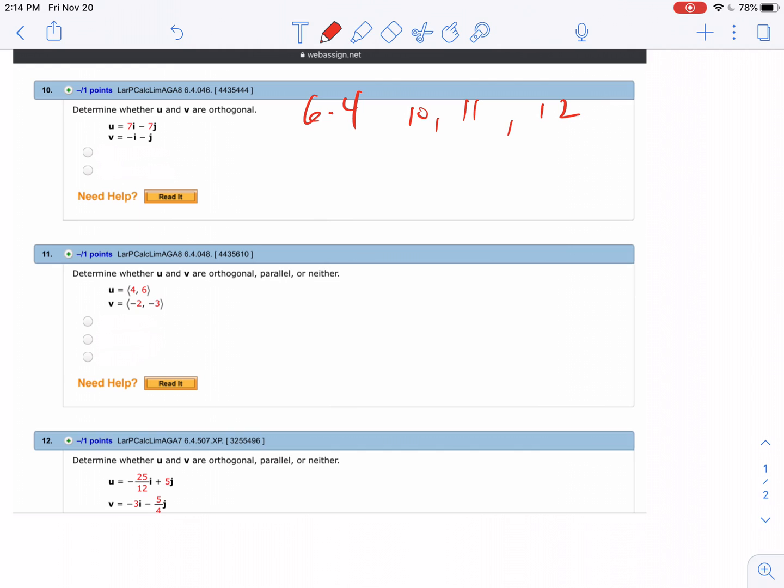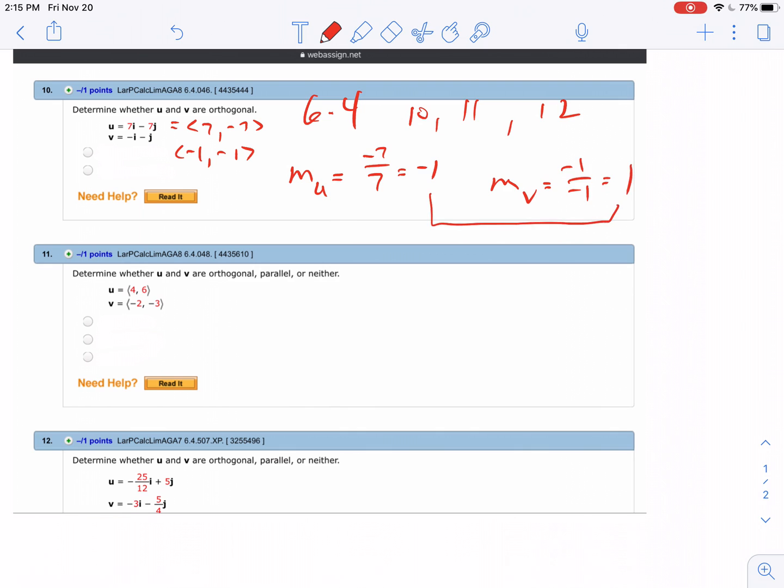You'll notice that all of these are in component form, because even in the i j form, this one is 7 comma negative 7 with the angle brackets, and this one is negative 1 comma negative 1. You just take the i and the j away, and then you do the angle brackets to make it component form. So if I'm doing slope, the m for slope of u would be the y value over the x value, which is negative 1. So my slope of u is negative 1. And then the slope of v is negative 1 over negative 1, which turns out to be 1.